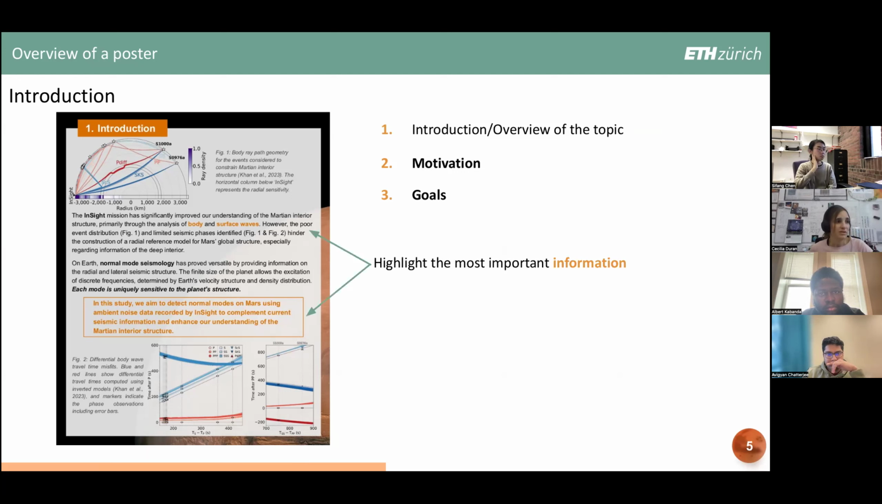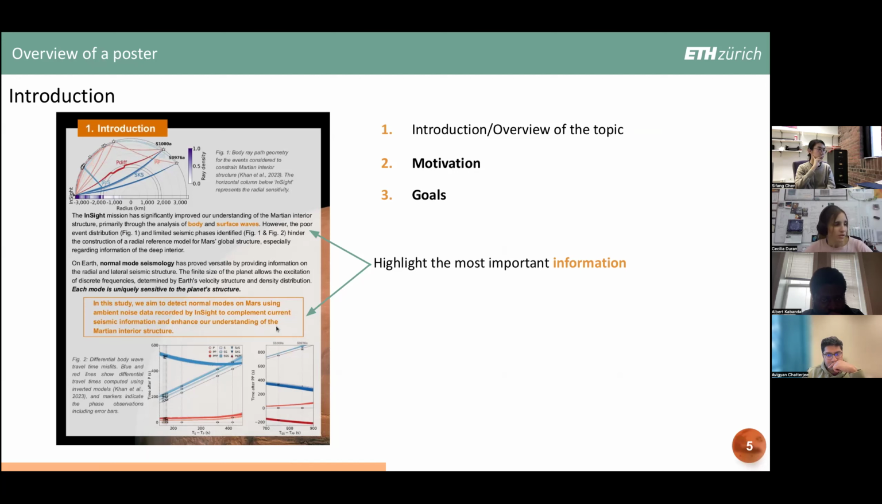And in my case, it was pretty useful for me. I found it interesting, after looking at some other posters, to highlight the most important information. So if you look here, for example, I try to highlight important words, because this is what I have been using or will use in this study. So when people come, they can actually look at this. And these words, like bodies, surface waves, draw quite a bit of attention.